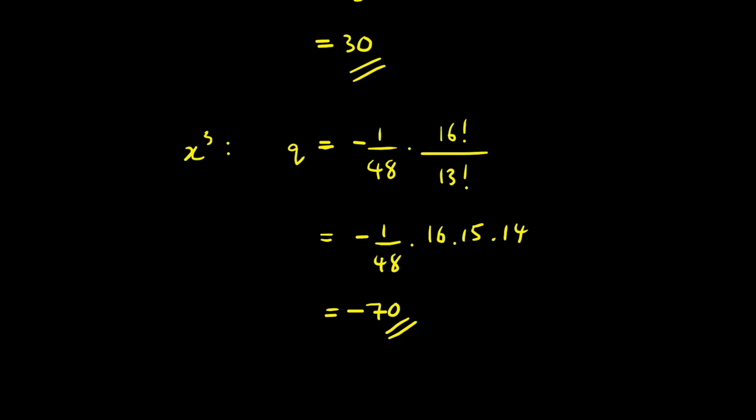And N is 16, P is 30, Q is negative 70. Yep, exactly right.